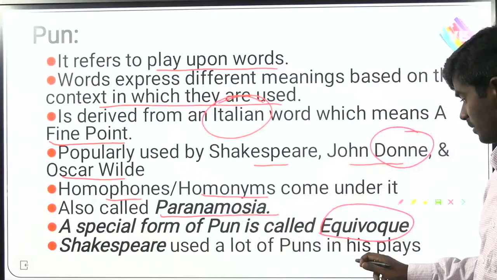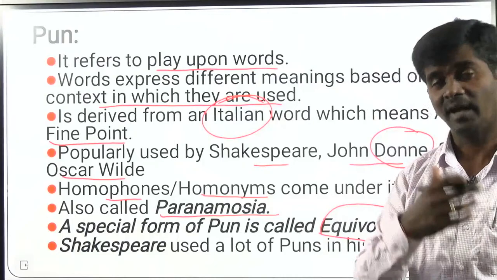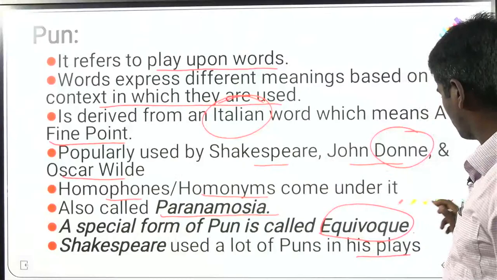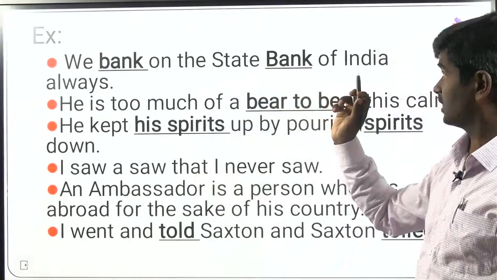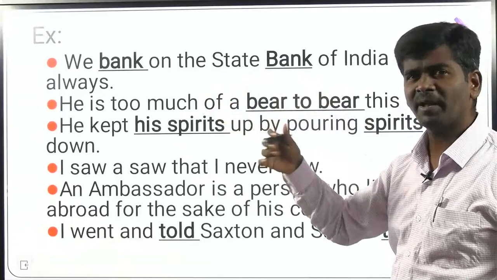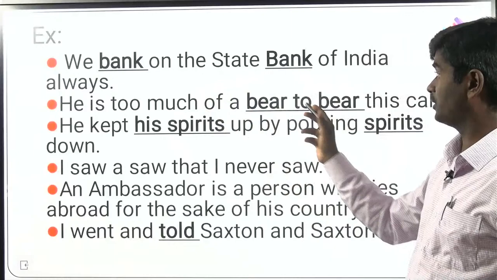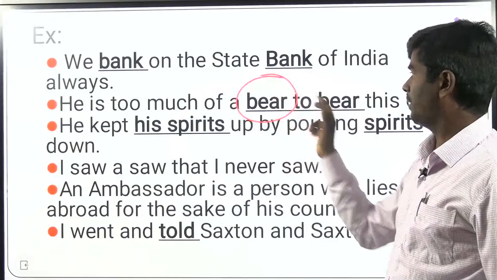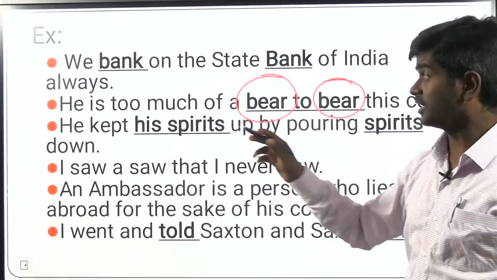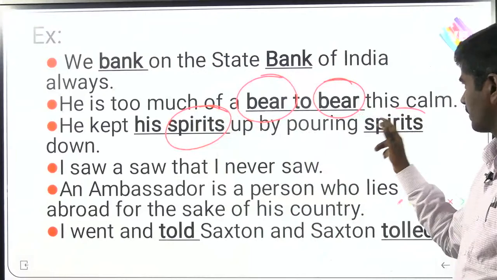Shakespeare used a lot of puns in his plays. We can find a lot of puns, for example, The Importance of Being Earnest. Earnest has a different meaning. Oscar Wilde, John Donne, Shakespeare used a lot of puns. I gave you a few examples you can observe. We bank on the State Bank of India always. First bank, depend, rely. Second bank, a place where you can keep your money. He is too much of a bear to bear. You can find out the meanings here. There are plenty of meanings like that. He kept his spirits up by pouring spirits down. And the meaning of the spirits and the meaning of the spirit.